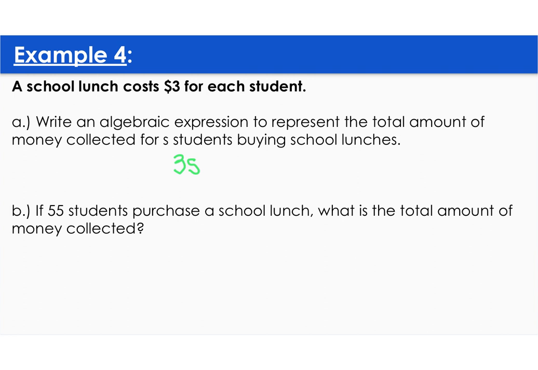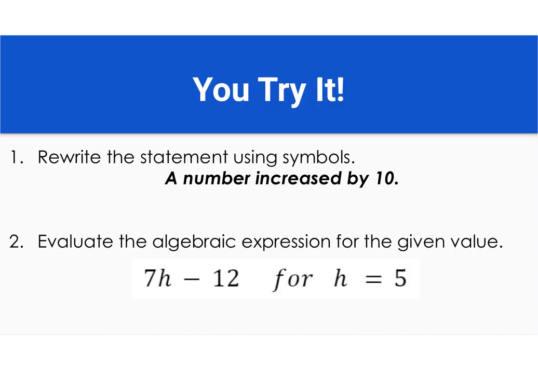If 55 students purchased a school lunch, what is the total amount of money collected? Here it says S represents students, so we are saying S equals 55. And I just wrote my algebraic expression. Now I can substitute the 55 in. I do the operation, which is multiplication. 3 times 55 is 165. So that's $165. Okay, your turn. You try it.